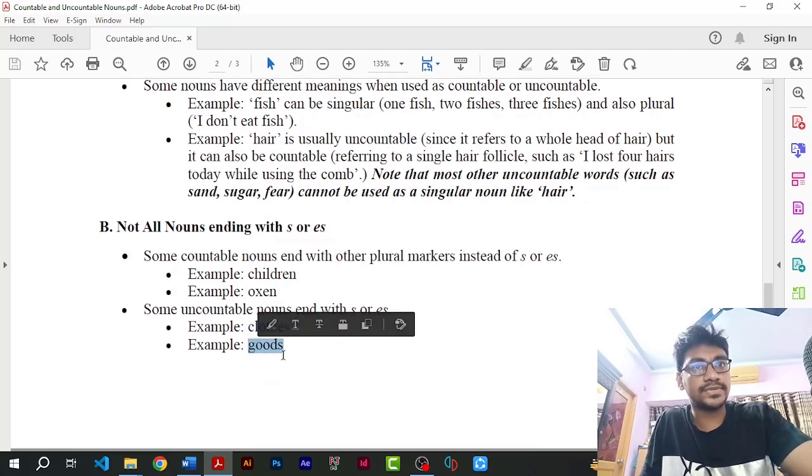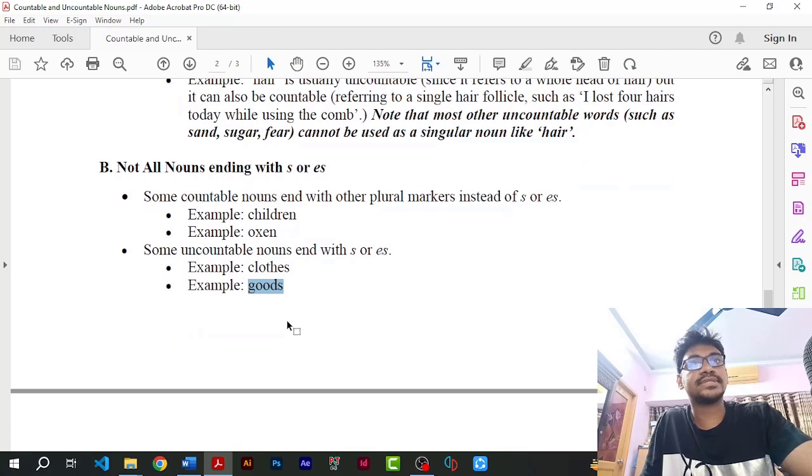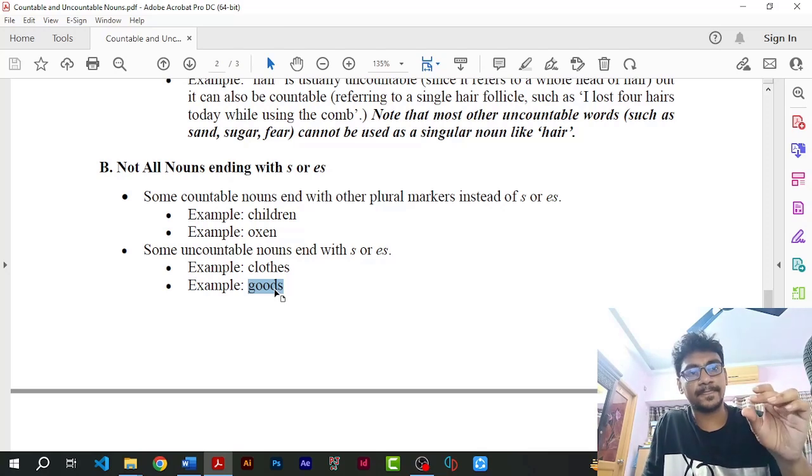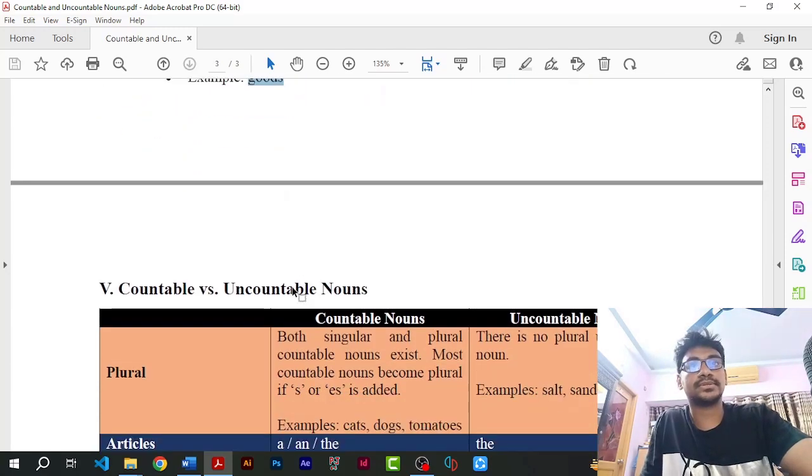What about goods? Goods, this word refers to some resources. Okay, so there are some goods here. It's also in the plural.